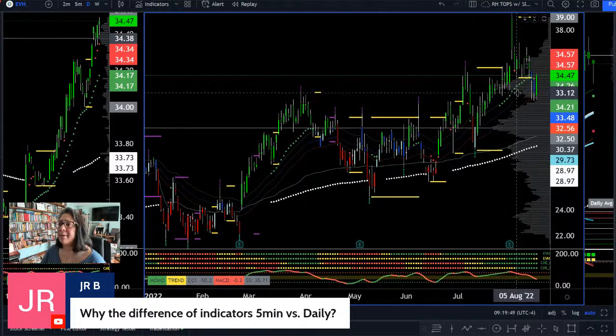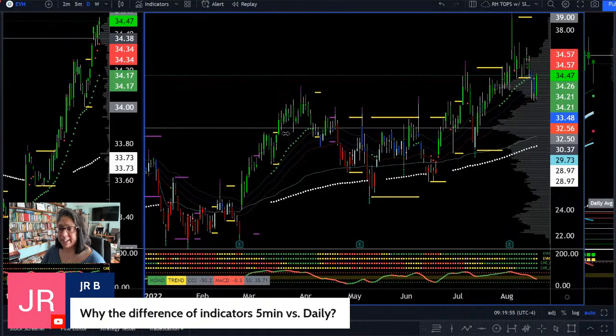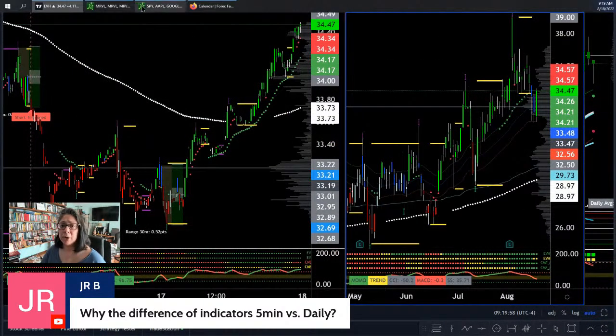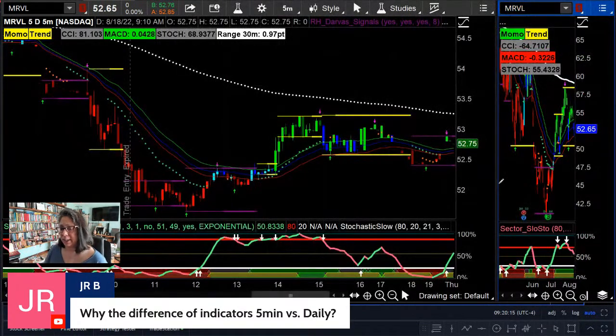All right. Why the difference of indicators on the 5-minute versus the daily? Oh, difference. Sure. So they're really not that different, quite frankly. Everything that I have on the daily is also on the 5. So there's actually no difference in that regard. You can see here, I've got my multi-trend, I've got my slow stochastic, grab candles, Darvas. So the only thing, JR, I'll say is I have some additional tools on the 5-minute. And really the only additional tools on the 5-minute are based on time, because intraday based indicators on a daily really aren't going to help me, right?